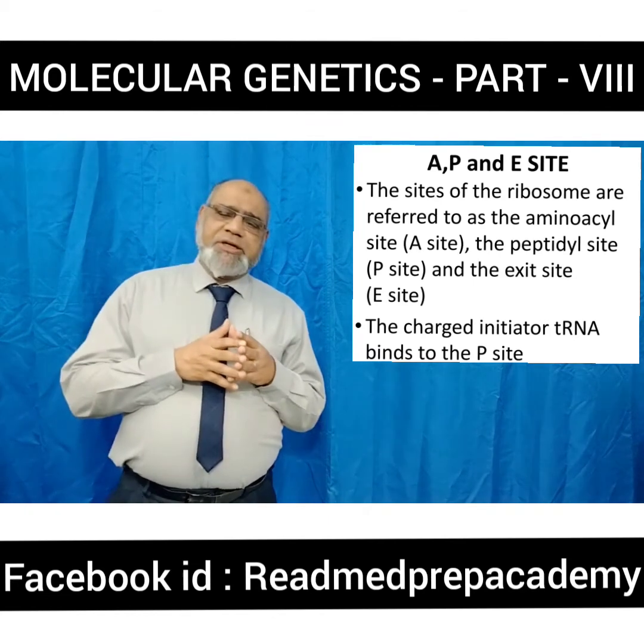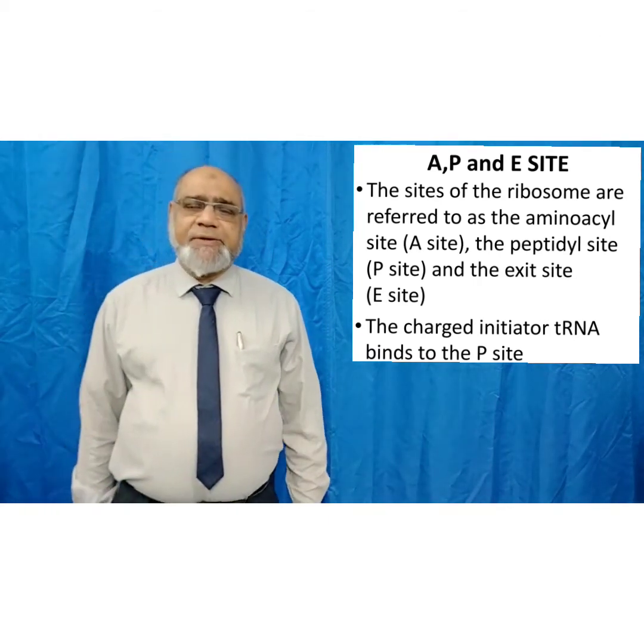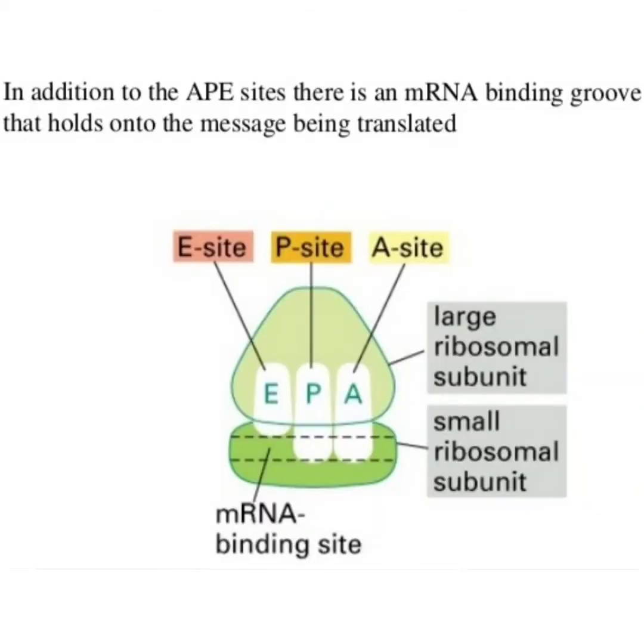The charge initiated transfer RNA binds to the P site. Here you can see in this image the E site, the P site and the A site. In addition, you can see the larger ribosomal subunit and smaller ribosomal subunit, and there is a messenger RNA binding groove in the smaller subunit.